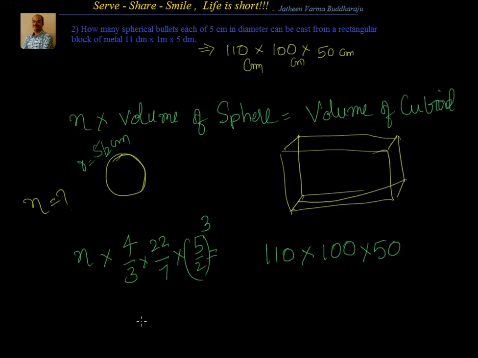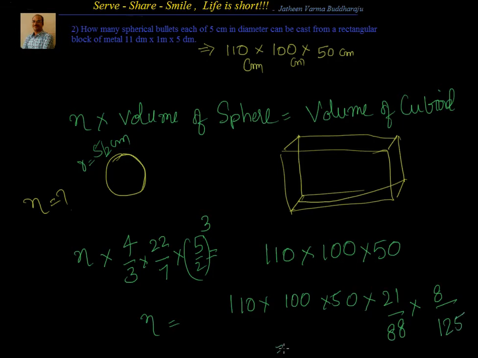We have to calculate the value of n. So let me do that. I will write it as 110 into 100 into 50 into 3 by 4 into 7 by 22, hmm, with the fraction 4 by 3 into 22 by 7 being nothing but 88 by 21. When it goes this side, it will become 21 by 88 into 2 by 5 whole cube, that's nothing but 8 by 125. So we are just trying to simplify that, nothing else. Let's try to simplify this.